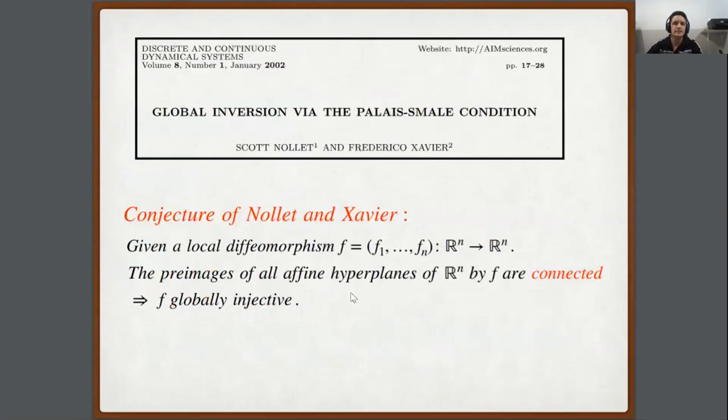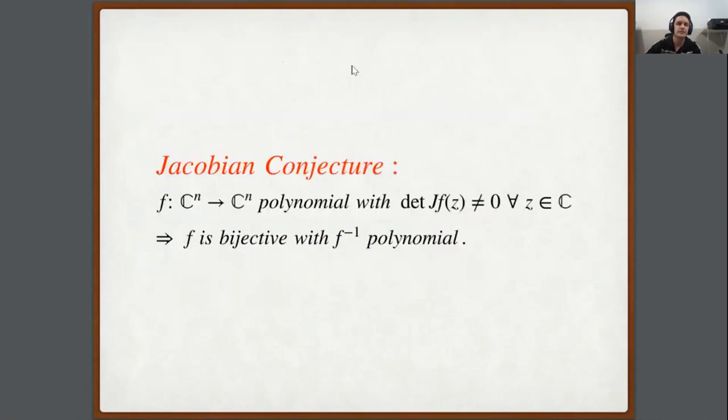And it's a good question if this topological condition, the pre-image of all affine hyperplanes being connected, implies or not the global injectivity of F. This is the conjecture of Nollet and Xavier, that they enunciate in this paper in 2002. I give some motivations to this question, but maybe a stronger motivation is about the Jacobian conjecture in the complex context.